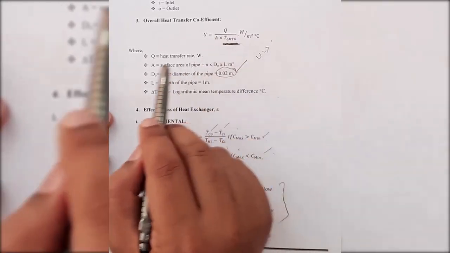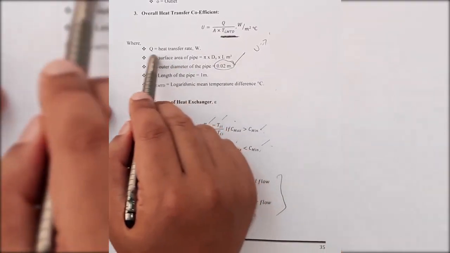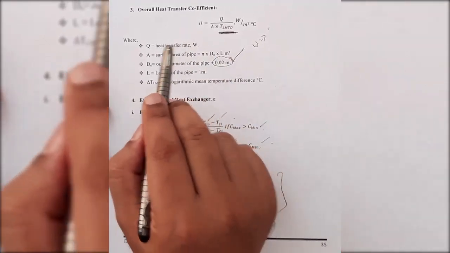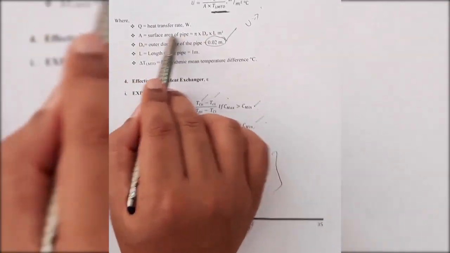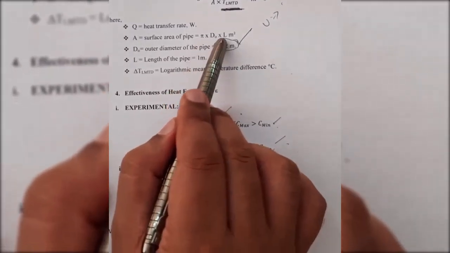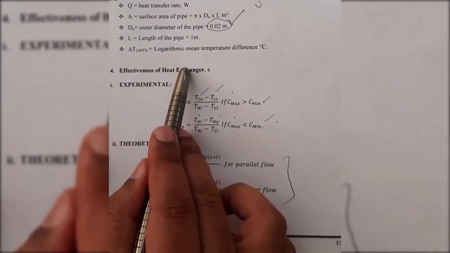This is very important. The surface area of the pipe is mentioned in the specification. You can just refer to it. You are supposed to find the surface area in meter square. It will come. Next, effectiveness.